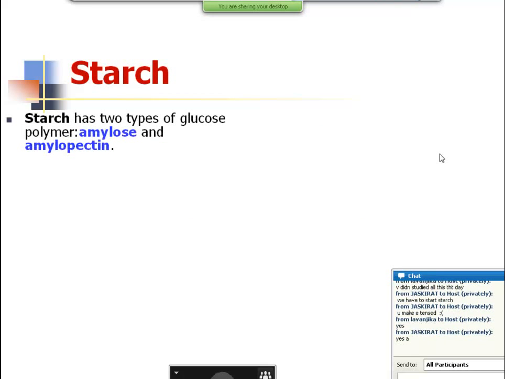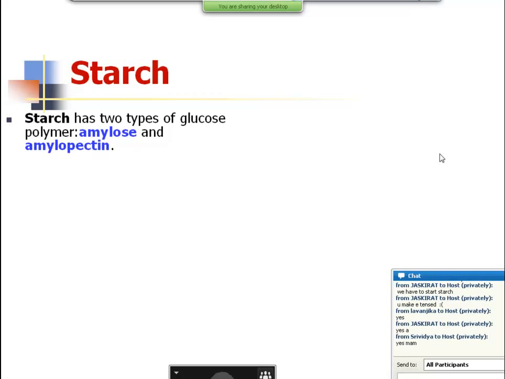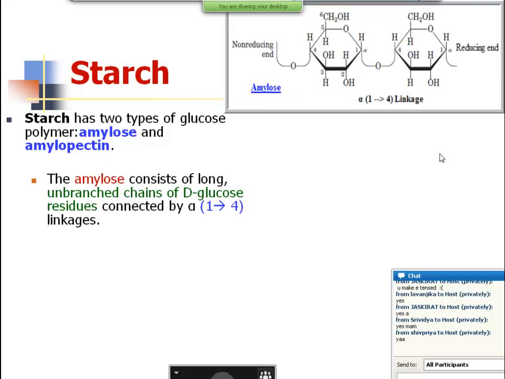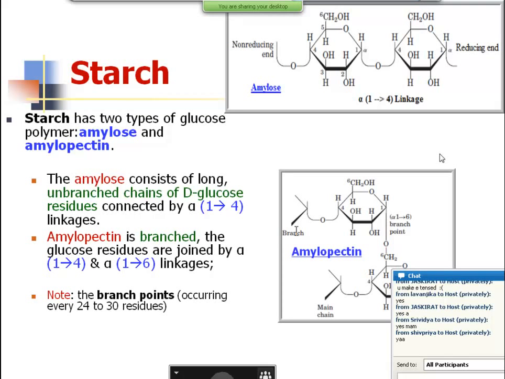Alright. So let's see what this starch looks like structurally. Starch consists of amylose and amylopectin. So what is amylose? Amylose is nothing but an unbranched chain of glucose residues. How are they linked to one another? By alpha-1,4 linkage. How is it different from amylopectin? In amylopectin, you will see branching at alpha-1,6 linkages, and that branching occurs between every 24 to 30 residues. Right. So starch has two types of glucose polymer, amylose and amylopectin.